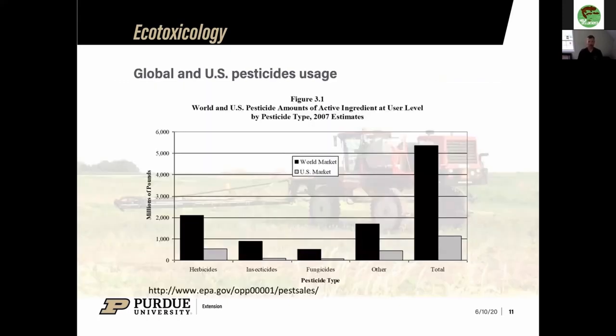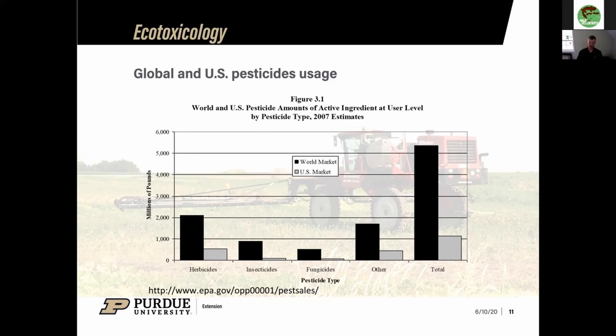If we look at the overall usage of pesticides, it's pretty amazing how much of these chemicals that we use. So focus over here on these last two columns. This is the world market and then the US market in gray. And these are millions of pounds of active ingredient. Basically, this line here is 5 billion pounds of chemical used globally of pesticides. In the United States, we use just over 1 billion pounds of these active ingredients.